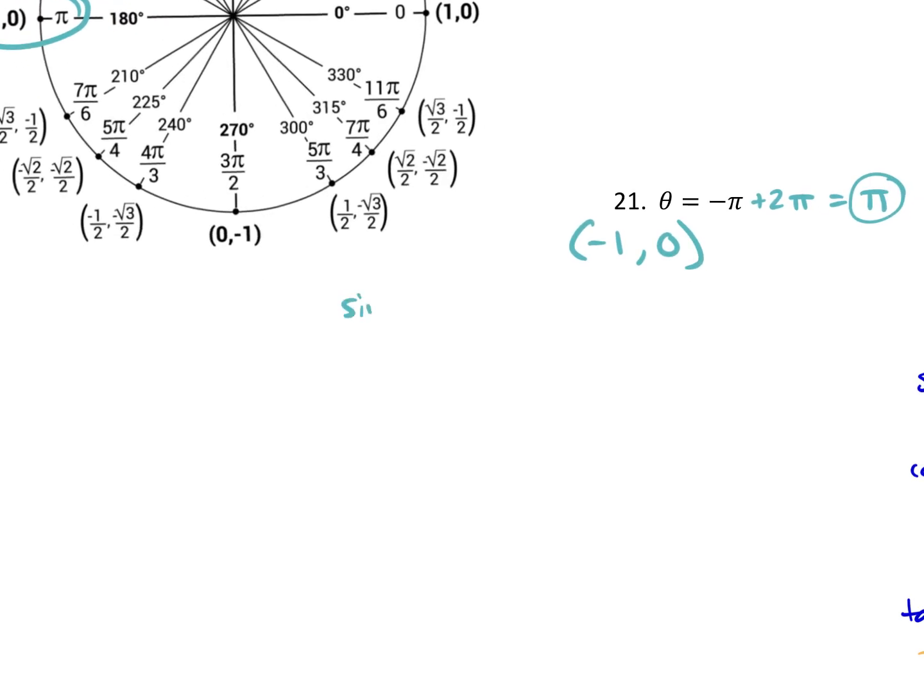So let's find our 6 trig functions. Sine, cosine, tangent. What's the reciprocal of sine? Cosecant. The reciprocal of cosine? Secant. And the reciprocal of tangent? Cotangent.